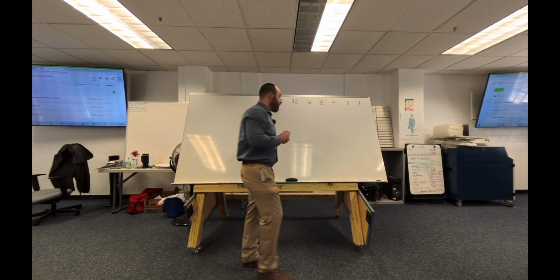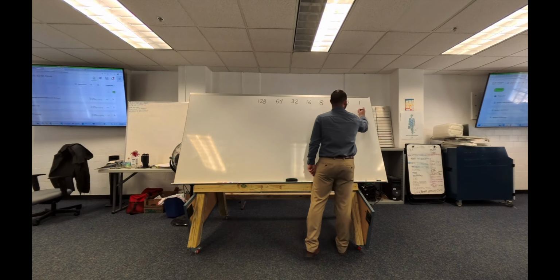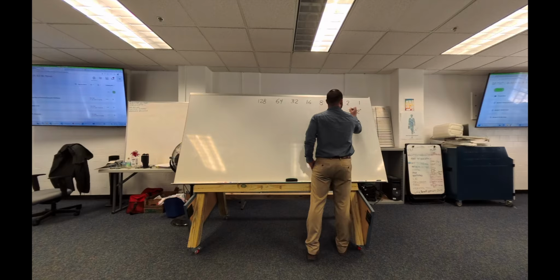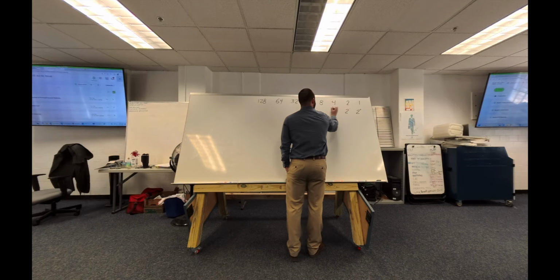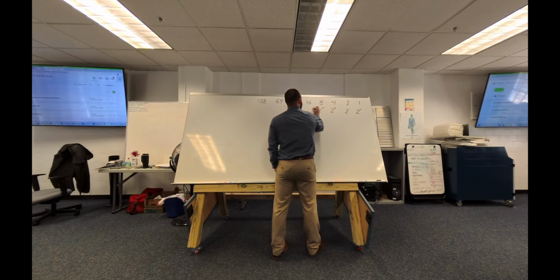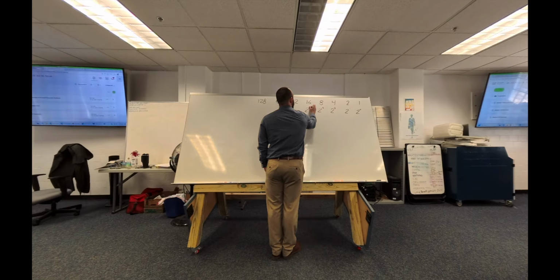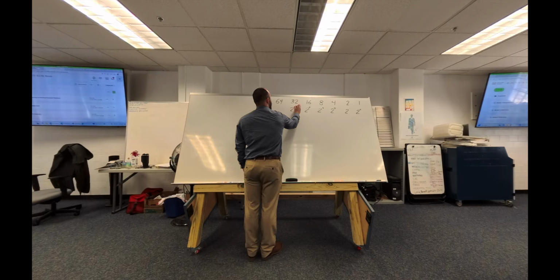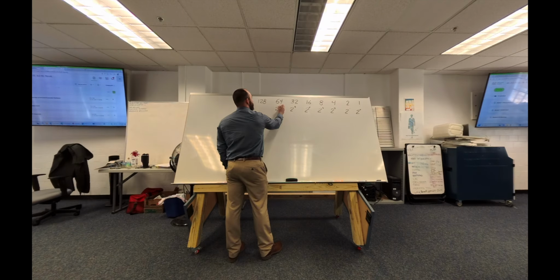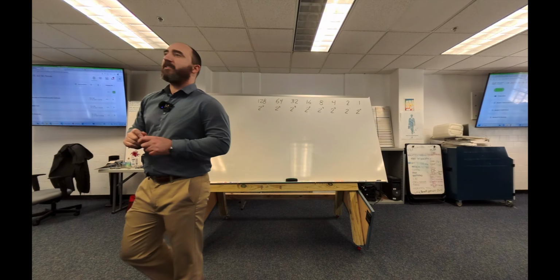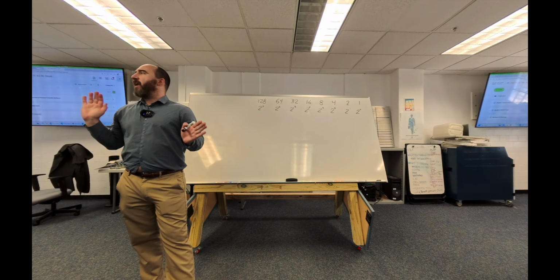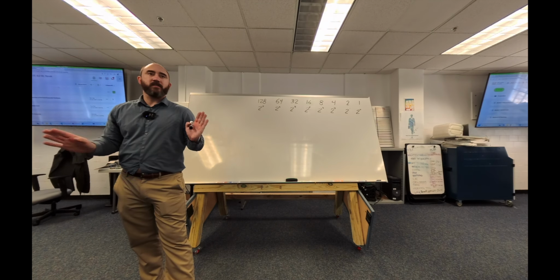If you know powers, you could do powers as well. 2 to the 0 is 1. 2 to the 1 is 2. 2 to the 2 is 4. 2 to the 3 is 8. 2 to the 4 is 16. 2 to the 5 is 32. 2 to the 6 is 64. And 2 to the 7 is 128. I imagine not everyone is too comfortable with powers, right?